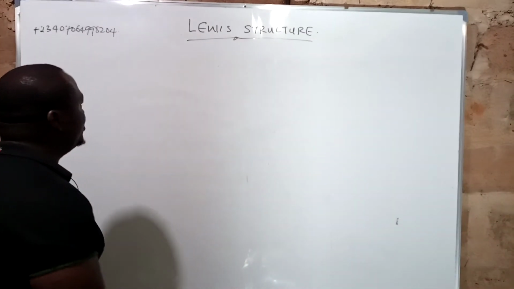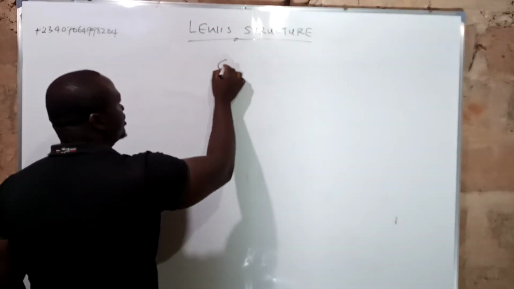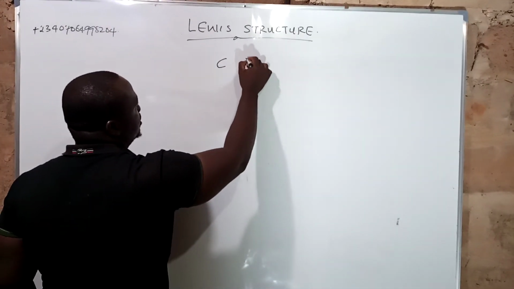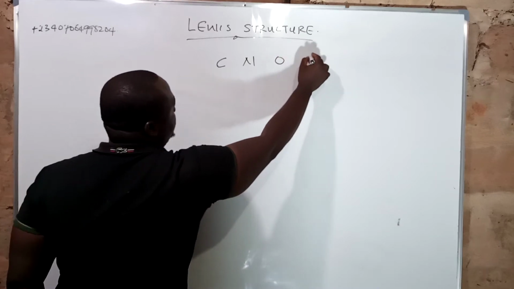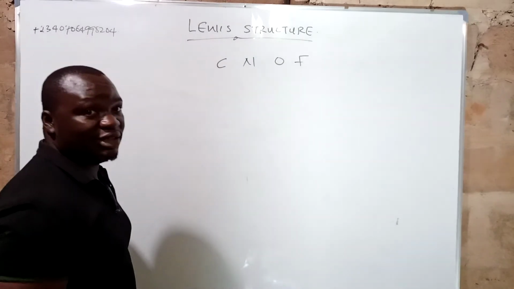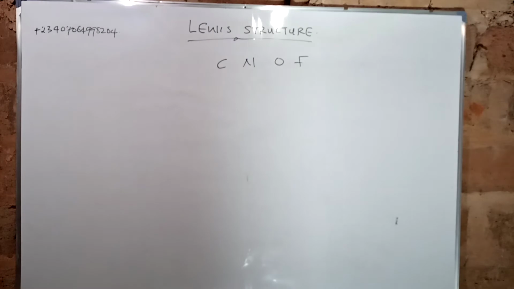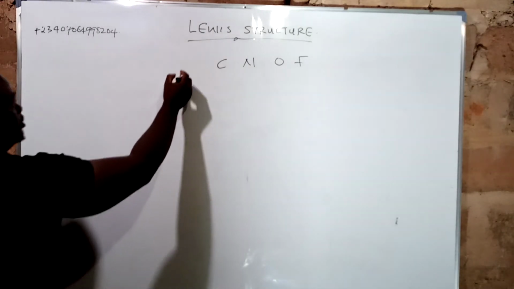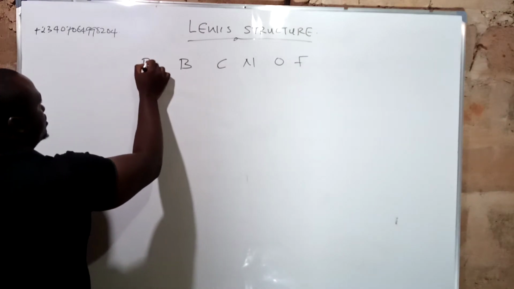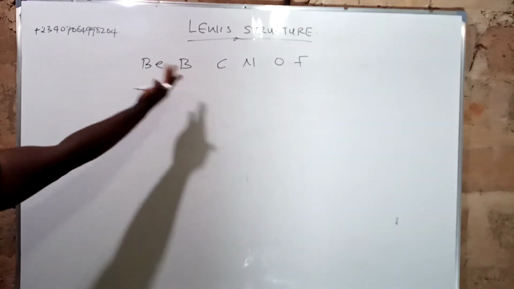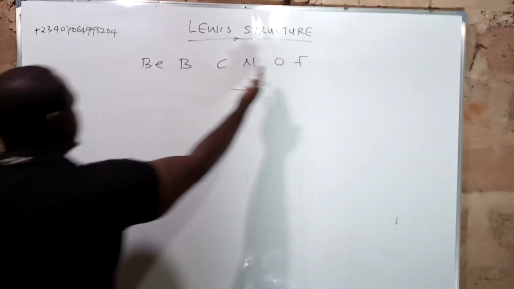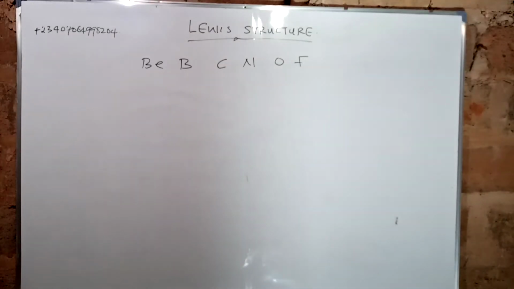From the periodic table, after carbon, we have nitrogen, oxygen, and fluorine. I'm taking it easy from the introduction for you to understand the course. Now, immediately you move up to the left of the periodic table, you have boron, beryllium. Remember, we are going from the right to the left. And so you have lithium.